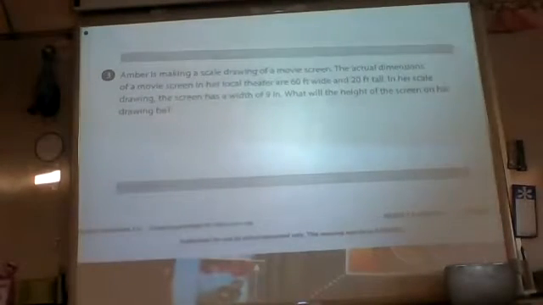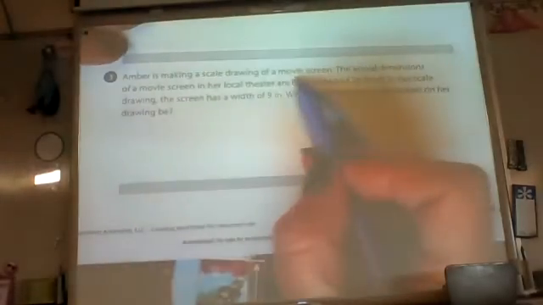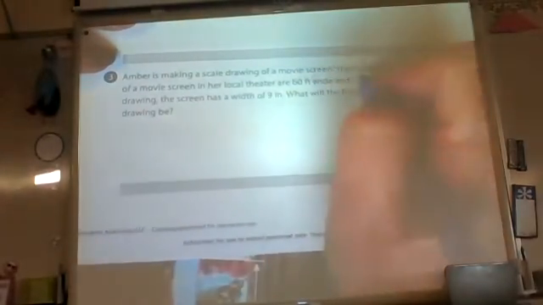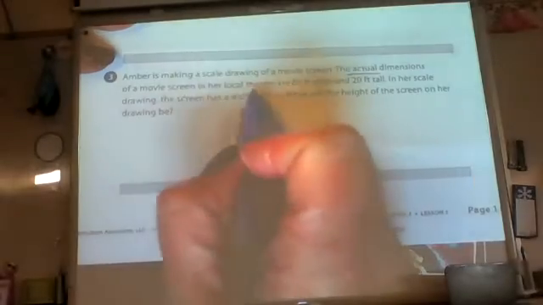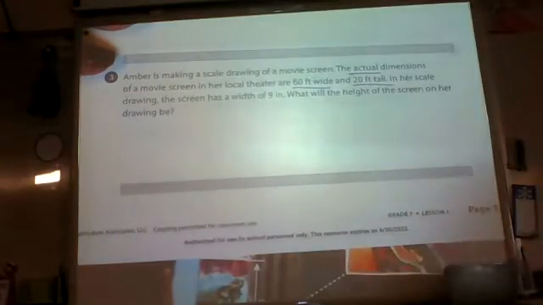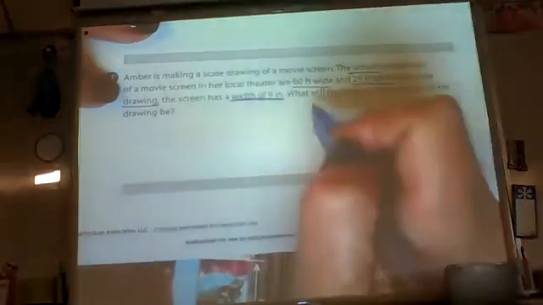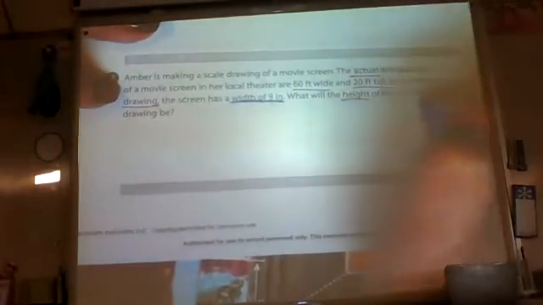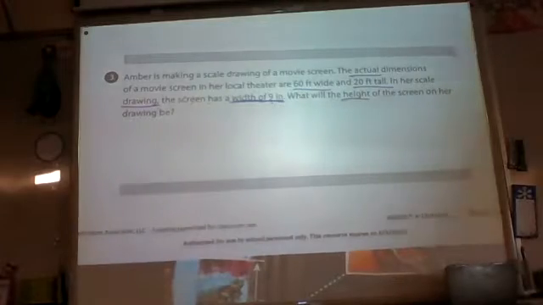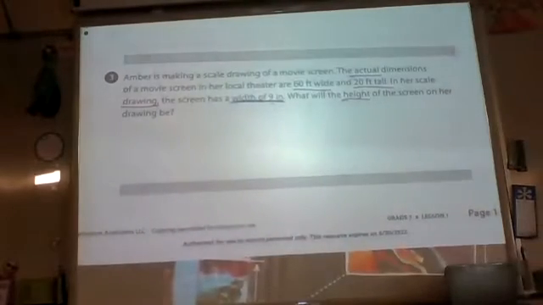Amber is making a scale drawing of a movie screen. The actual dimensions of the movie screen in her theater are 60 feet wide and 20 feet tall. In her scale drawing, the screen has a width of 9. So in her drawing, the width is 9. What is the height of the screen on her drawing? Okay, so again, you're collaborating.